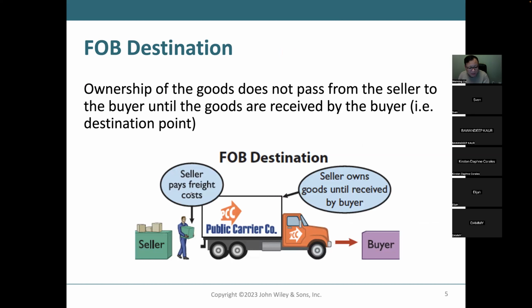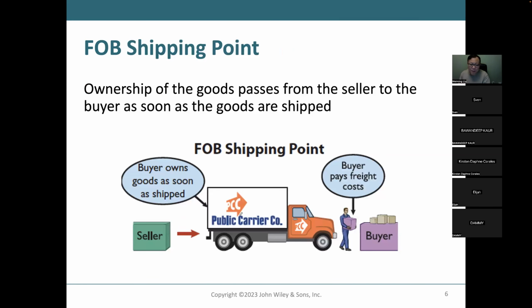So I mentioned FOB destination: the seller will pay for the shipping cost. The seller owns the goods until received by the buyer. When the goods in transit are still owned by the seller, the seller takes the risk. FOB shipping point: the buyer owns the goods as soon as the goods are shipped, the buyer pays for the shipping cost, and the buyer takes the risk of the goods in transit.